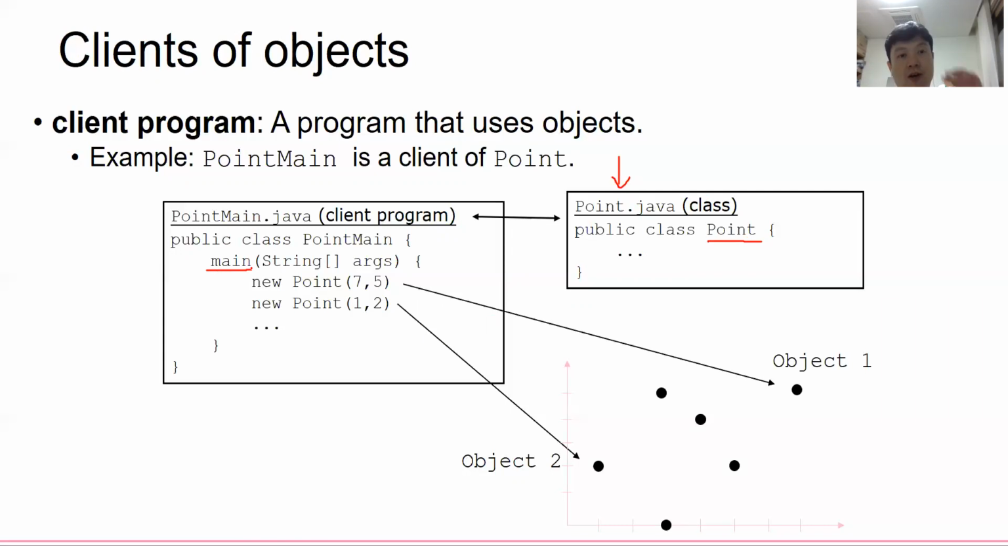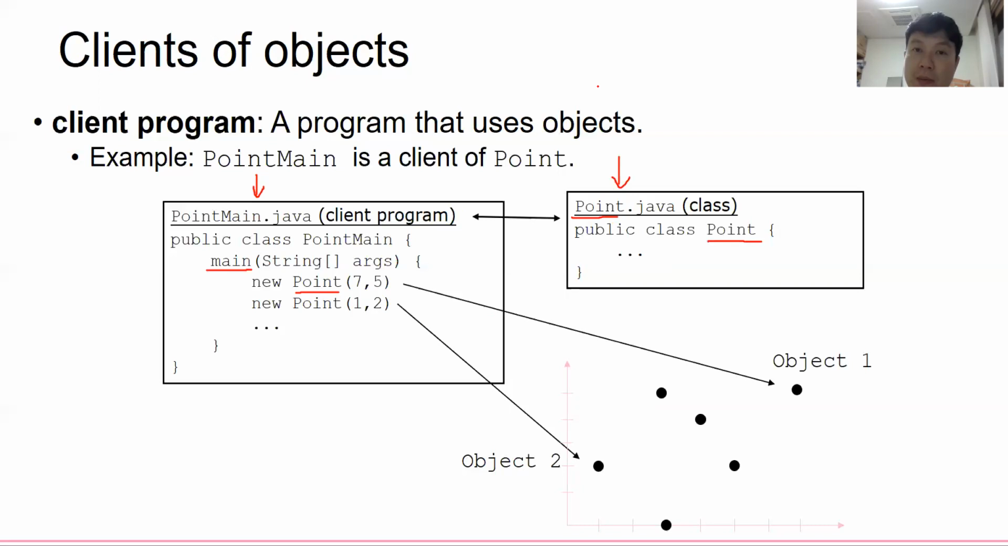For this, I can say that we have two Java files. The first Java file is point.main.java. So it is the client program. What is a client program? The client program is a program that uses objects. So whenever we want to make an object, if we want to make a point object, it means it refers to the point.java.